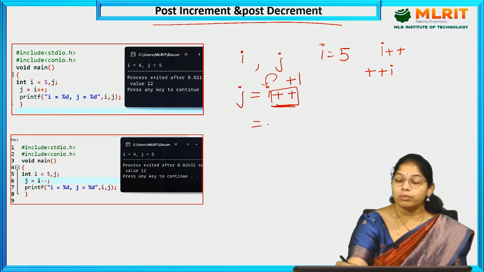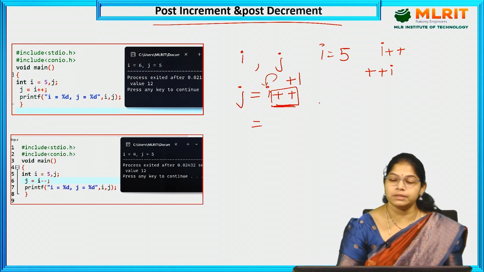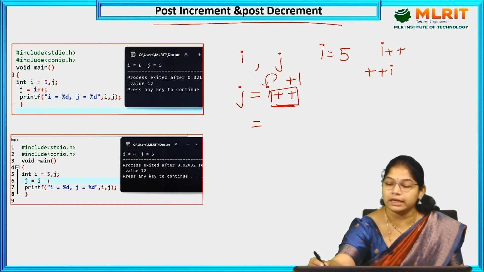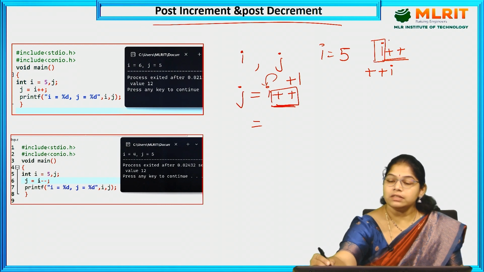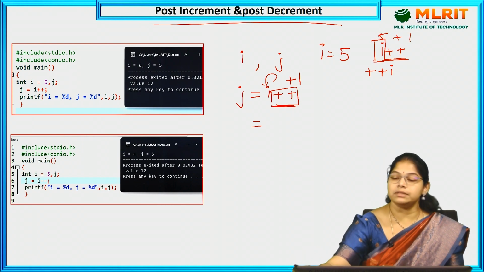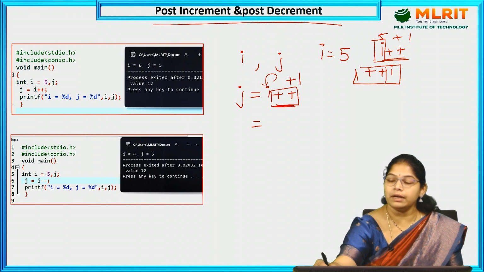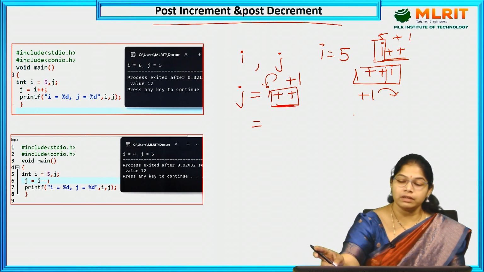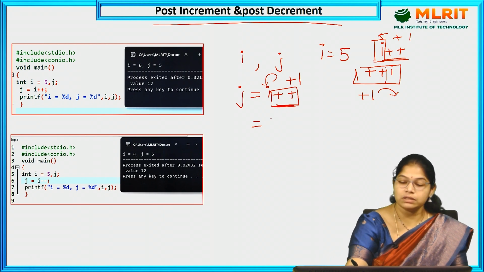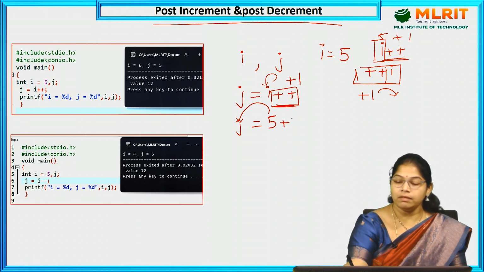In post increment, it assigns the value first, then increment happens. The difference between pre-increment and post increment is, here I plus plus assigns the value first, then increment happens. Coming to pre-increment, it adds 1 first and then assigns the value. So here we have a post increment. I value is 5, this I value is assigned to the variable j, then increments.